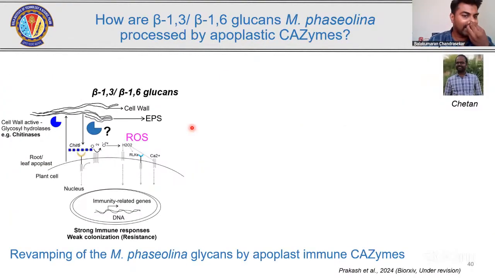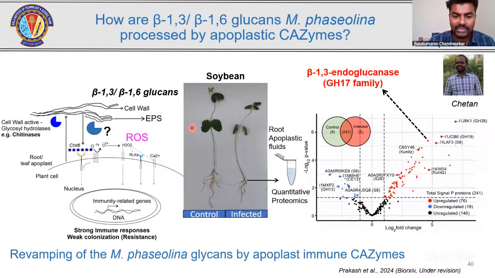So we proceeded again with the beta-1,3;1,6 glucans, and we asked ourselves what enzymes are targeting the beta-1,3;1,6 glucans in soybean when the pathogen is making this polymer in the plant. We took a soybean plant, infected it with Macrophomina phaseolina, collected the apoplastic fluids and performed quantitative analysis, and we were very amazed to see that a protein highly upregulated in the apoplastic fluids is a beta-1,3 endoglucanase belonging to the GH17 family, which is an exact ortholog of an enzyme in barley.